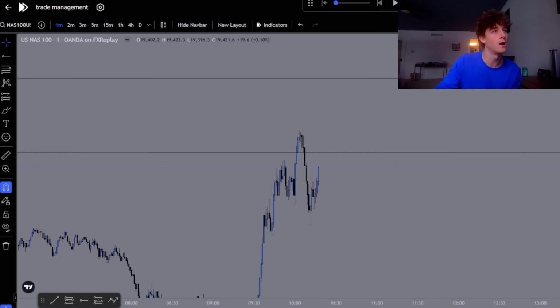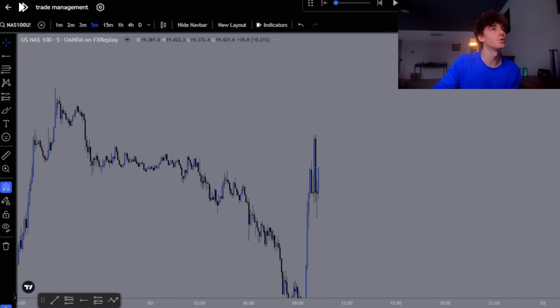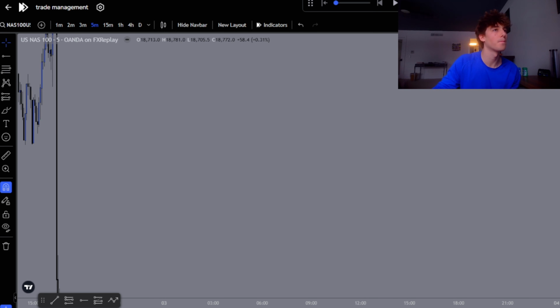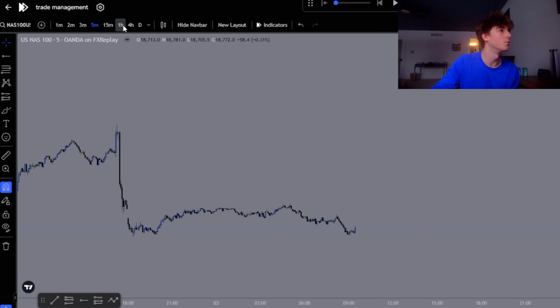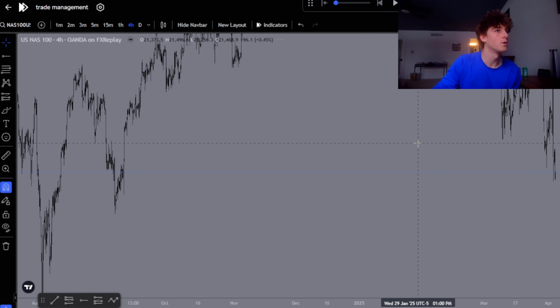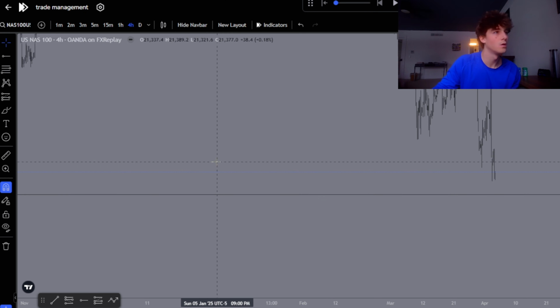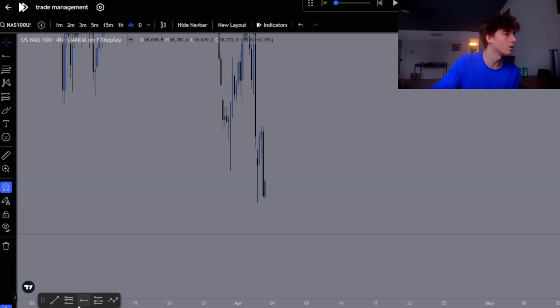So break even there. But let me just go to the next day. Whoa, what in the world? Dump of doom. Dump of doom and despair. But what do we got? We do have a 4-hour low here. Okay. Looks like an edged 4-hour low right there.